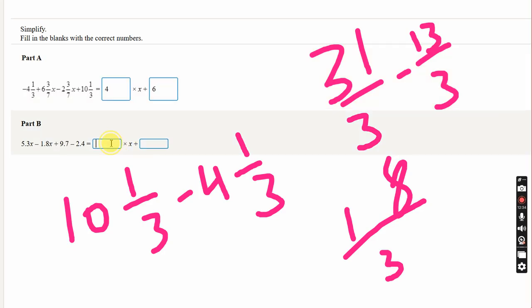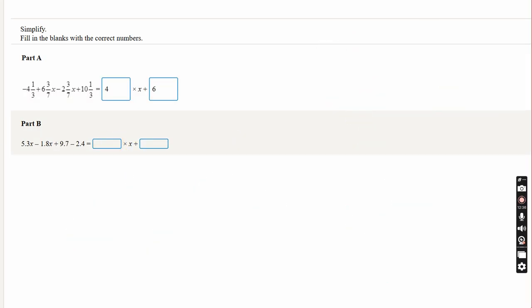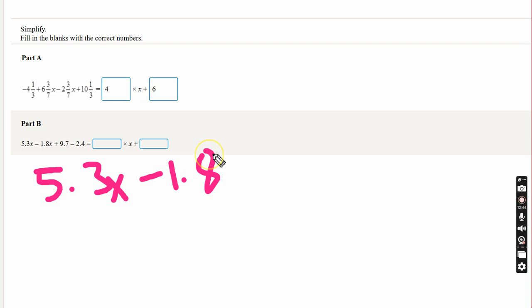The next one is 5.3x minus 1.8x. Okay, so 5.3x minus 1.8x, what do you get? You get 3.5x. Just write that here, 3.5x.